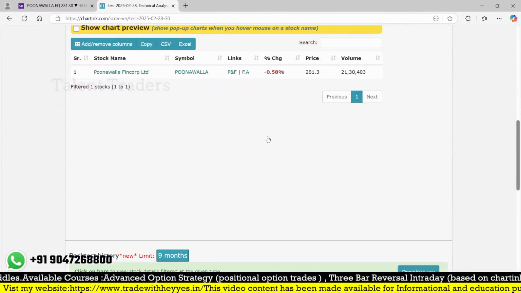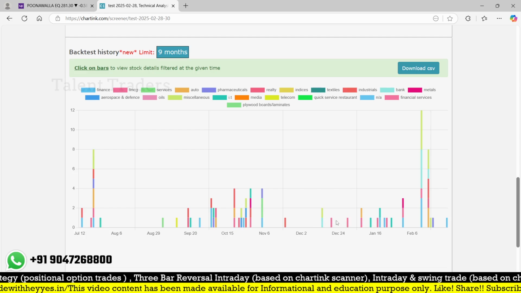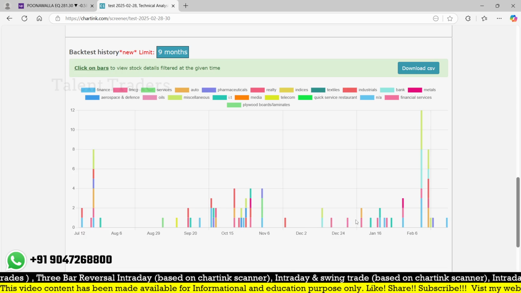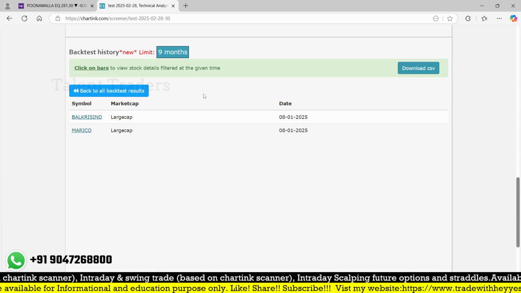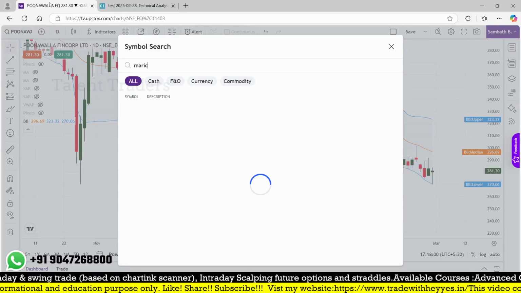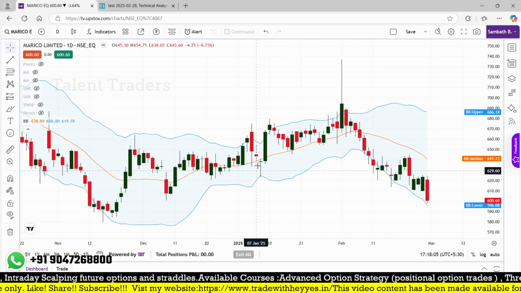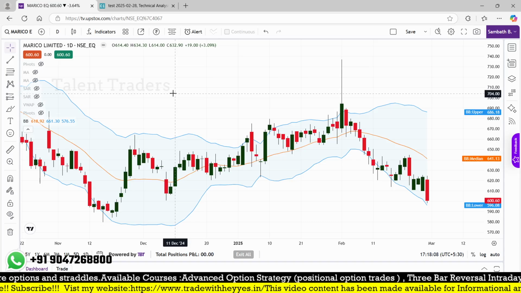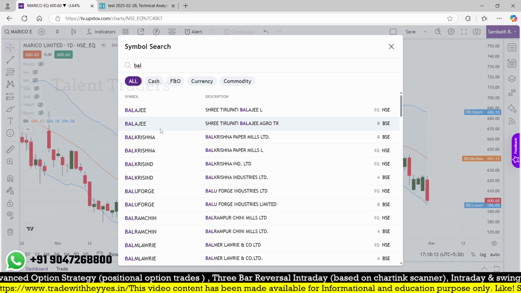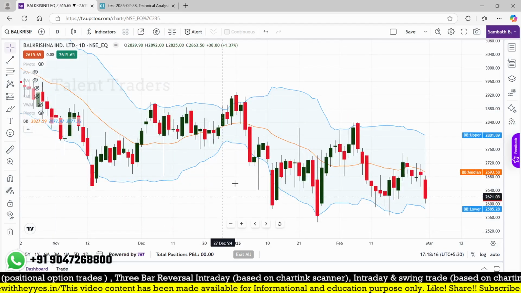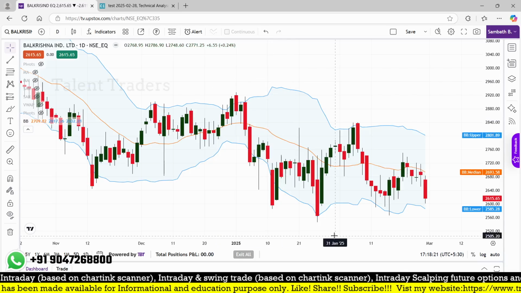Okay, and let me check at the backtest. Previously we had 8th January and December 13, and this year, the previous one, this one 20th January. So here 8th Jan, Balakrishna, Marico. Let me check Marico, whether it is satisfying the condition. So Marico, this is on 8th January. Perfectly, it is rejecting from the lower Bollinger Band. And one more stock which formed such a pattern, Balakrishna Industries. It formed on 8th Jan. But in this case it was not moving higher, instead it is moving lower.